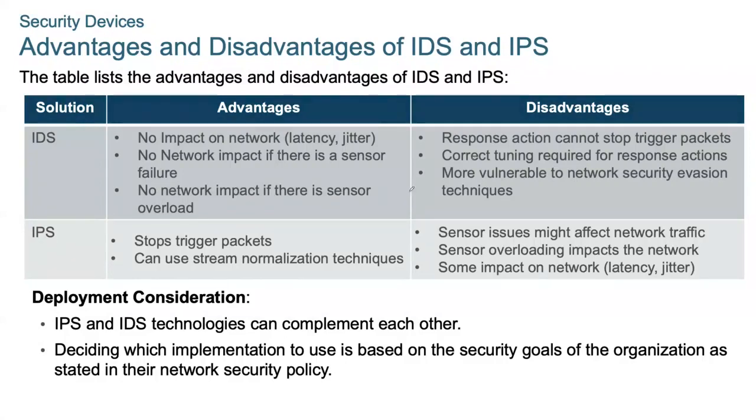Correct tuning is required for the response action, so this IDS is more vulnerable to security evasion techniques. And whereas with IPS, sensor issues might affect the network traffic; IDS just alerts. So sensor overloading impacting the network is another disadvantage of the IPS, along with some impact on your network latency and jitter also.